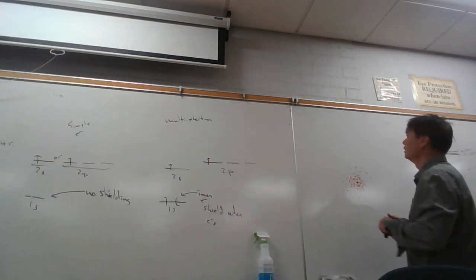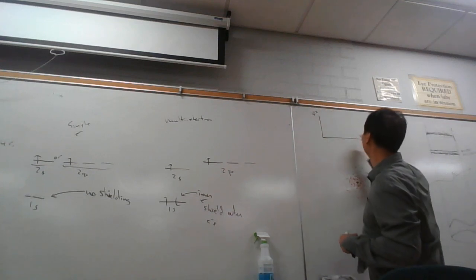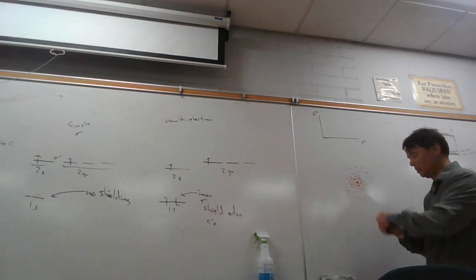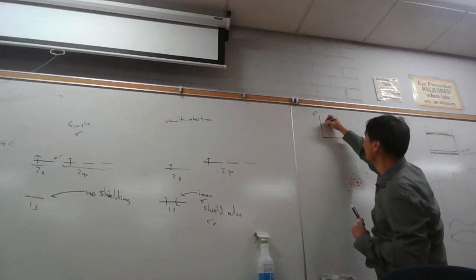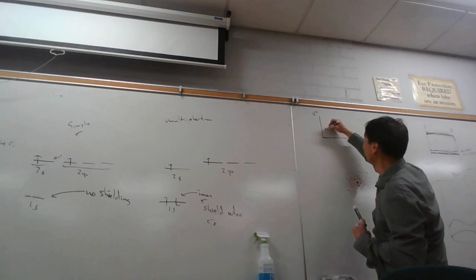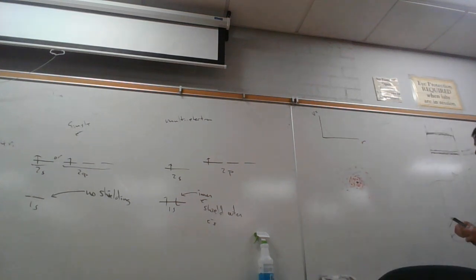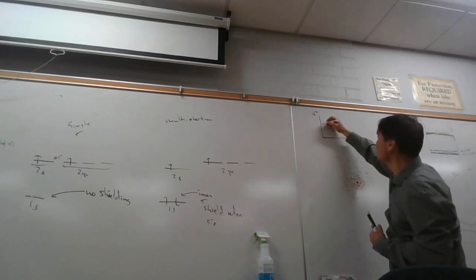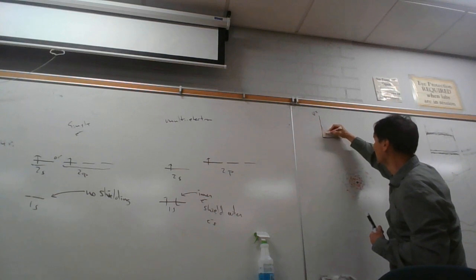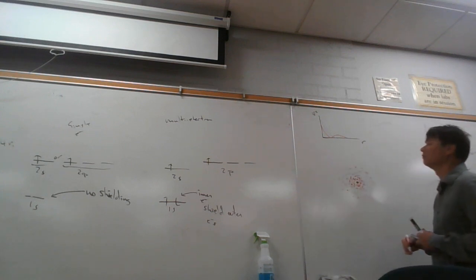So let's draw the probabilities here. We're going to have psi squared versus r, the distance from the nucleus. The 1s electron is going to have the highest probability close to the nucleus, and then drop off. The 2s electron is going to have the highest probability right next to the nucleus, but it also has greater probability that it's farther from the nucleus as well. So it's going to drop off, hit a node, and then go like that.